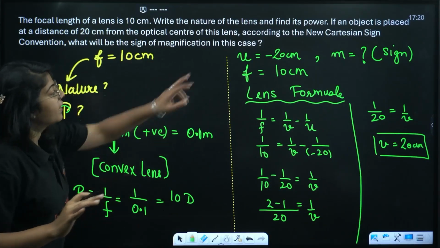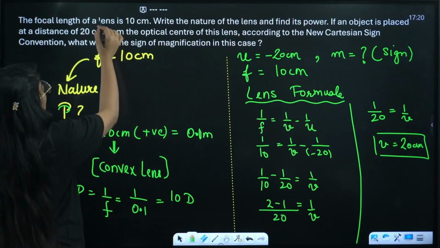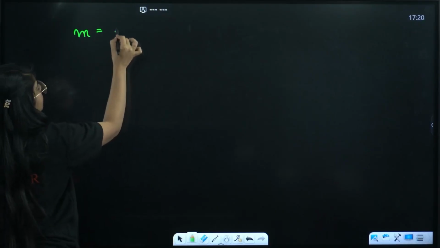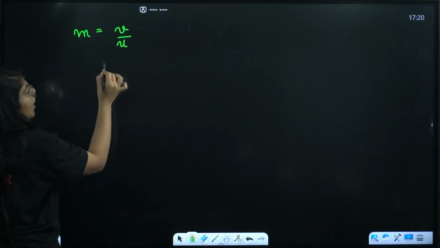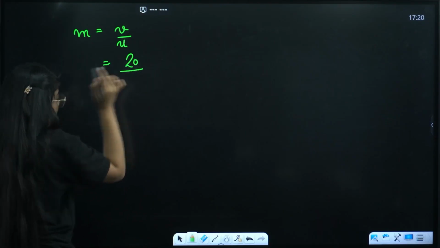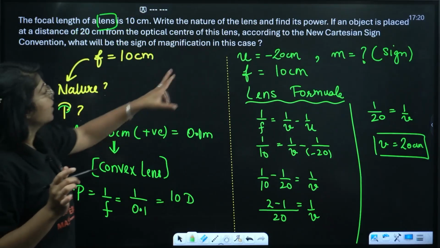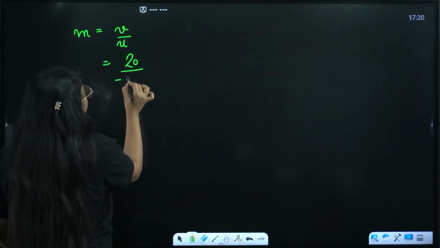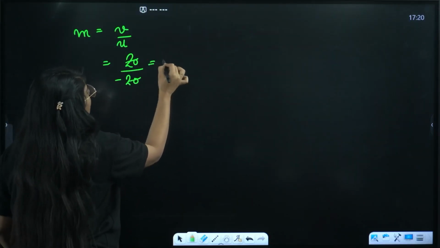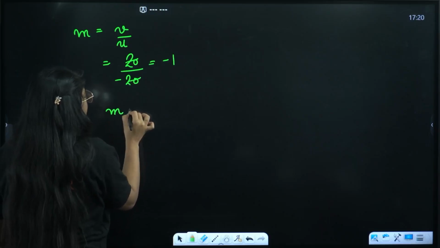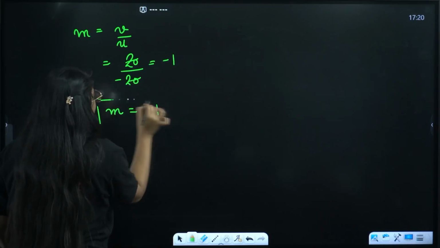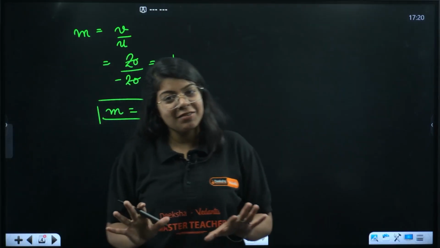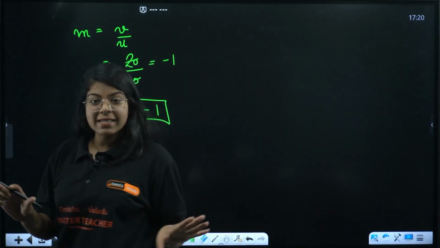Right? Okay, then we have to calculate the magnification. Now this is a lens. For a lens, the formula of magnification is simply v by u. v came out to be what? 20. Now u was also 20, but u was minus 20. So u is minus 20. So this cancels out. Magnification comes out to be minus 1. Magnification comes out to be minus 1. And the sign of magnification now is negative. Right? Understood? Very easy. Correct?